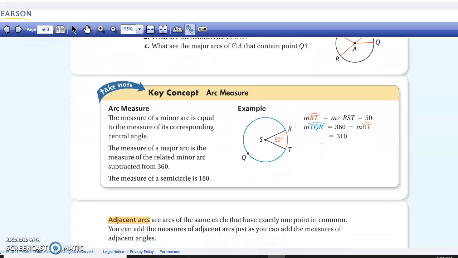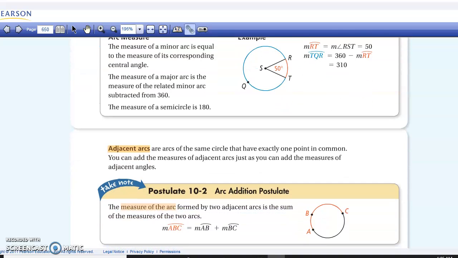Now, the measure of an arc is about the central angle. I mean, it's always with the center that is here. Now, the measure of RT is 50, and it's a minor arc. But if we want to find the major arc, that is RQT, we have to subtract it from 360. 360 minus 50 is equal to 310. That means 310 is all around this part.